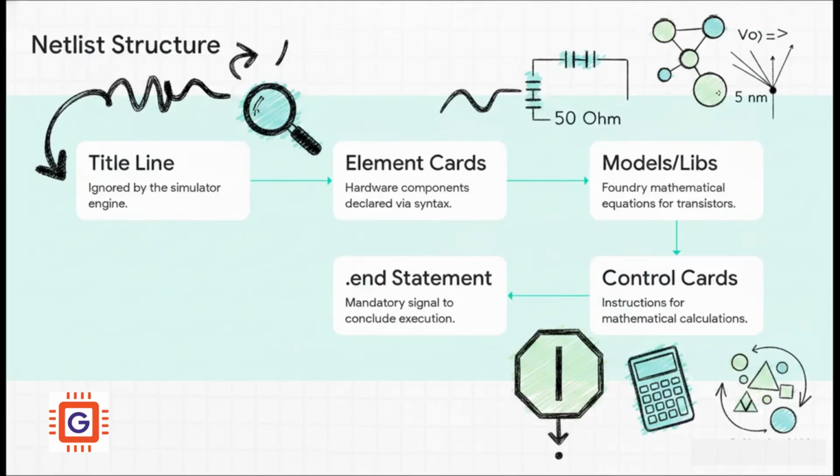So every single netlist is built using these strict anatomical blocks. First up, you have your title line, simple enough. Then come the element cards, which actually declare your hardware, like telling the system exactly where a 50-ohm resistor sits. Next are the models and libraries. This part is absolutely crucial because it's where physical reality meets the software. It uses proprietary equations from foundries to describe exact transistor behaviors down at, say, 5 nanometers. After that, you've got control cards to tell the engine exactly what calculations to run. And finally, you wrap it all up with a mandatory .end statement to tell the simulator to stop.